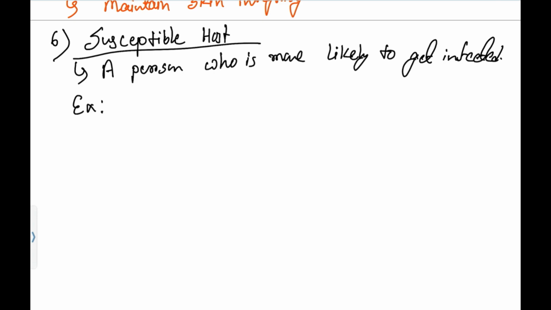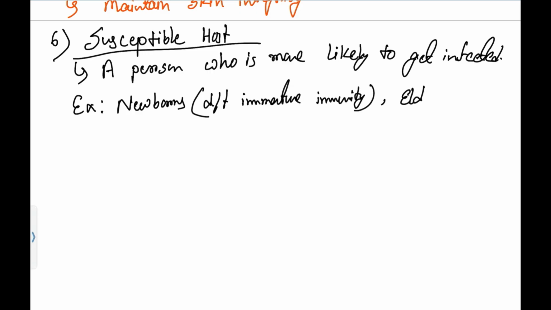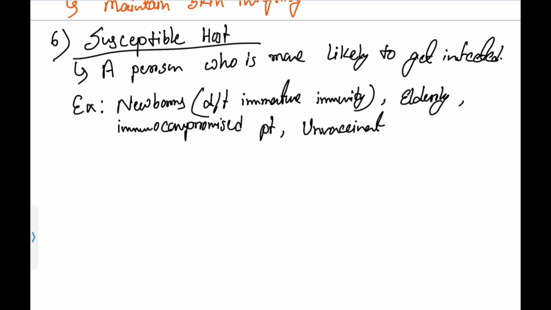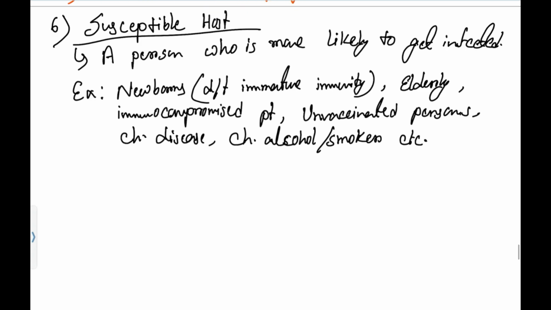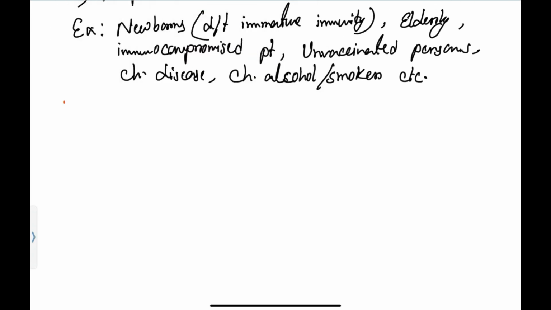So who can be the susceptible host? Newborns. Why are newborns susceptible hosts? Due to immature immunity. Okay, and elderly. Why elderly? Because their body defense mechanisms decrease as our age increases. Okay, or immunocompromised persons, immunocompromised patients, or any unvaccinated persons. Okay, or persons who have chronic disease. Okay, chronic alcohol users or smokers. Those all are coming under the susceptible host. They can easily get infected as they are immunocompromised. Now how to break the chain of infections?